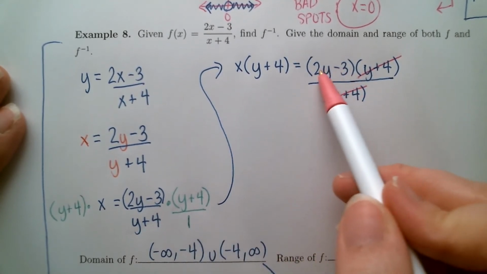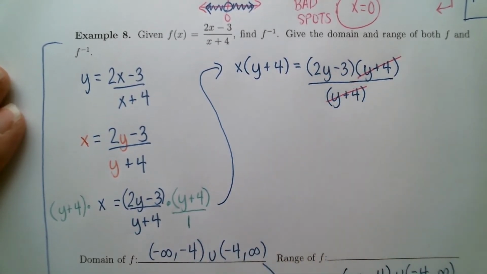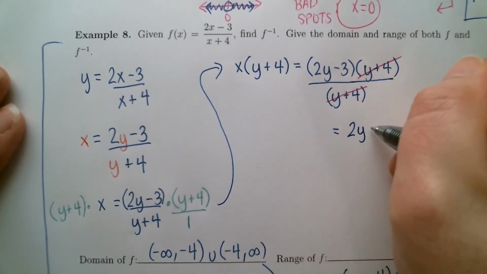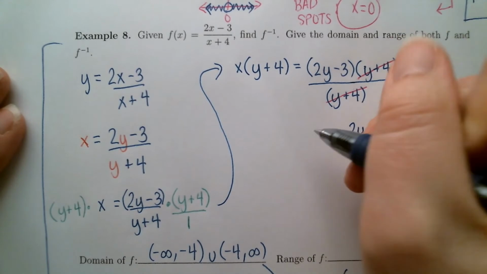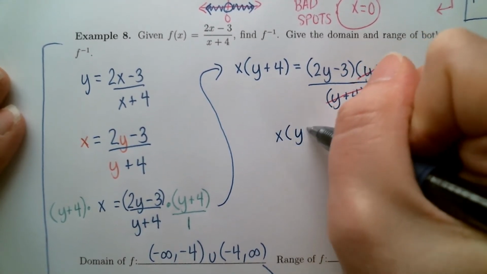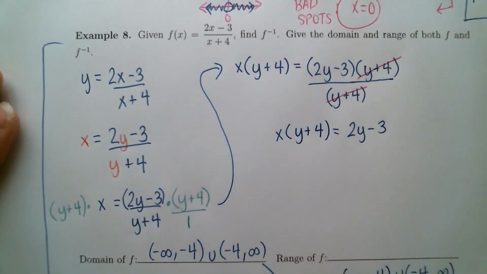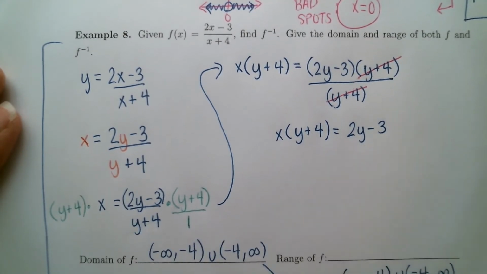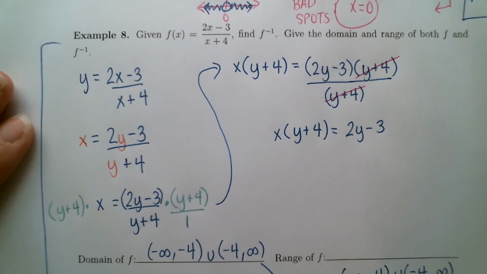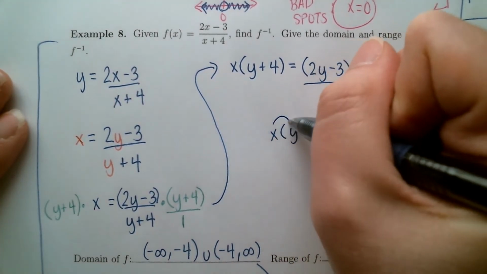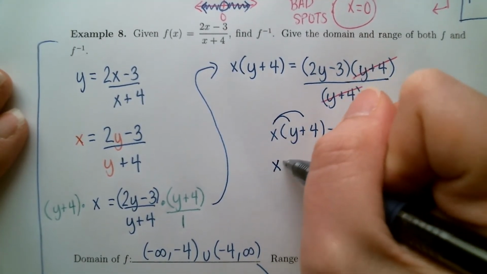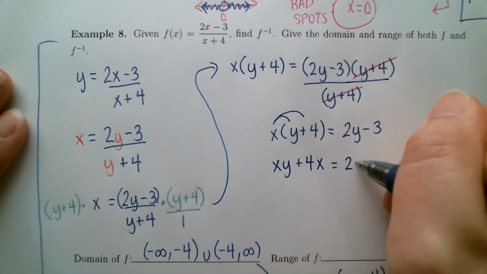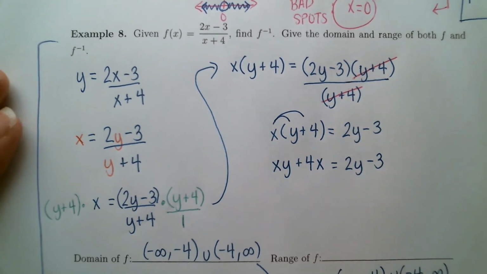It's going to leave you with 2y minus 3. All right, so that's what's going to be left on the right side, and this is what we've got on the left side. You are still trying to isolate y. Y is appearing on both sides. Again, follow your instinct. Go ahead and distribute this stuff. So we're going to get x times y plus 4 times x is equal to 2y minus 3.